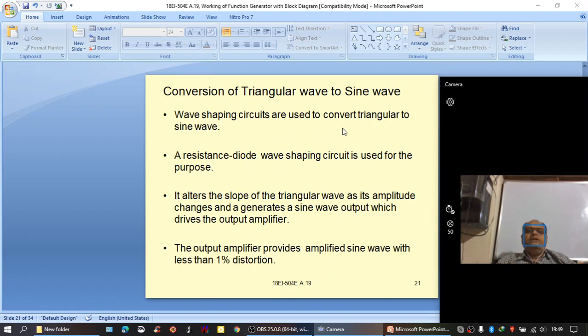Wave shaping circuits are used to convert triangular wave to sine wave. A resistance diode wave shaping circuit is used for this purpose. It alters the slope of the triangular wave as its amplitude changes and generates a sine wave output which drives the output amplifier. The output amplifier provides an amplified sine wave with less than 1% distortion. The circuit for this we will see later.